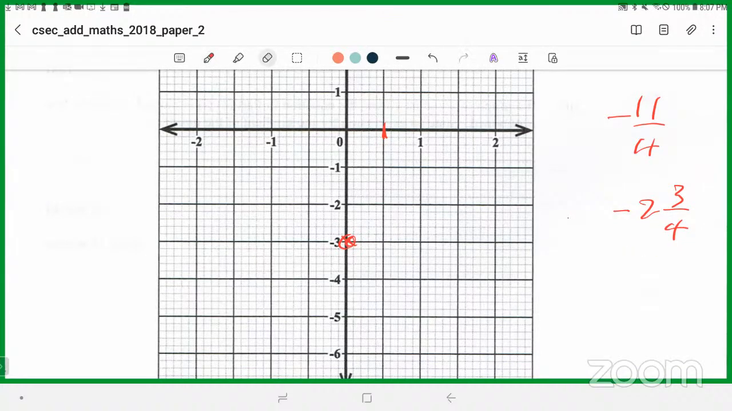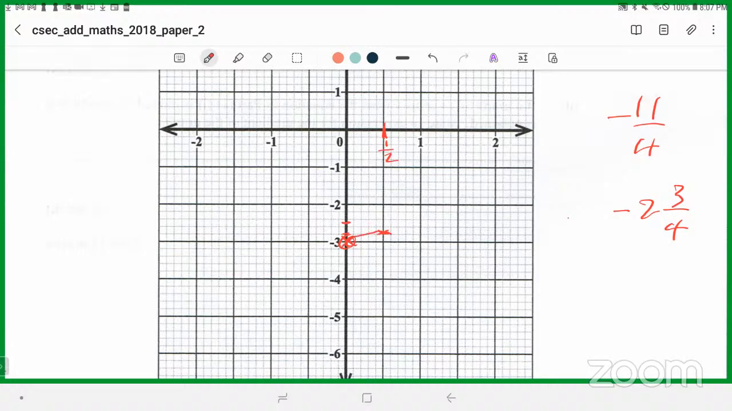So I'm saying this is negative 2. Here would be negative 2 1/2. So negative 2 3/4 would be halfway between here and here. So approximately it's about here, and it's at a half. So that maximum point is somewhere around here. That's where it turns, right?